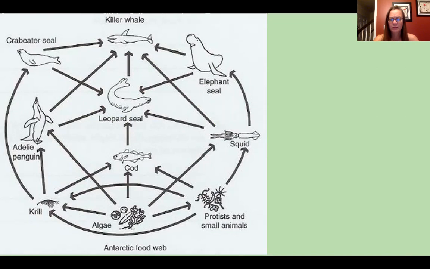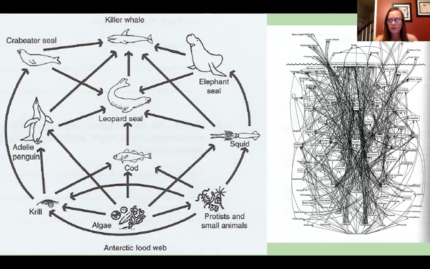This is a food web. This is simplified. I know it doesn't look simple, but if we were to actually draw an Antarctic food web, it would look like this. And that's way too many arrows and way too much. So you'll often see these simplified drawings, and sometimes you'll see a couple of different food webs that show you different relationships. All right, so let's recap.